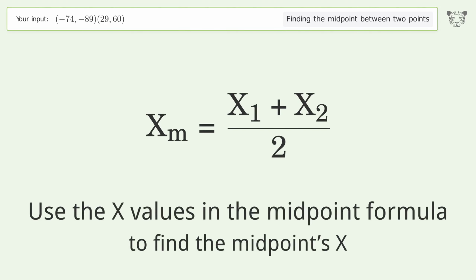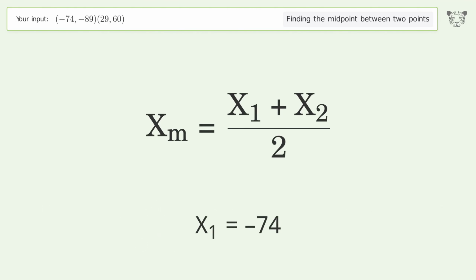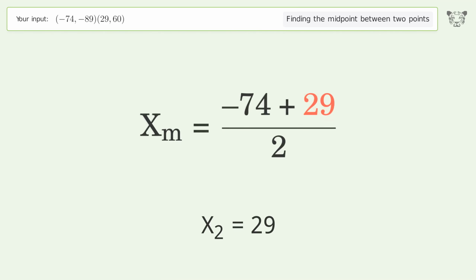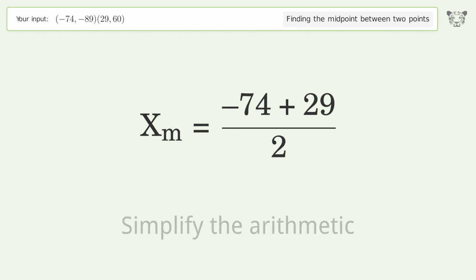Use the x values in the midpoint formula to find the midpoint's x. x1 equals -74. x2 equals 29. Simplify the arithmetic.